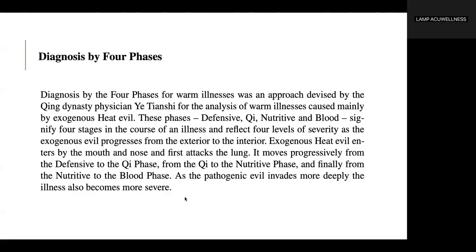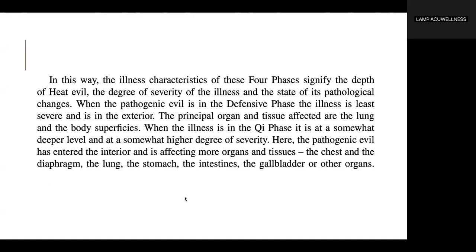Exogenous heat evil enters by the mouth and nose and first attacks the lung. It moves progressively from the defensive to the qi phase, from the qi to the nutritive phase, and finally from the nutritive to the blood phase. As the pathogenic evil invades more deeply, the illness also becomes more severe. In this way, the illness characteristics of these four phases signify the depth of heat evil, the degree of severity of the illness, and the state of its pathological changes.